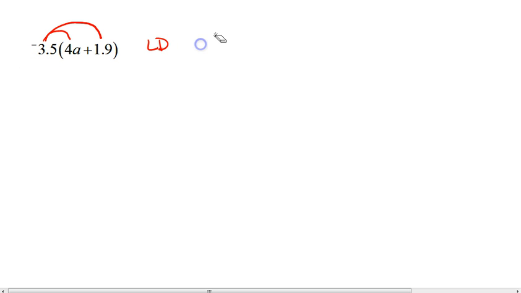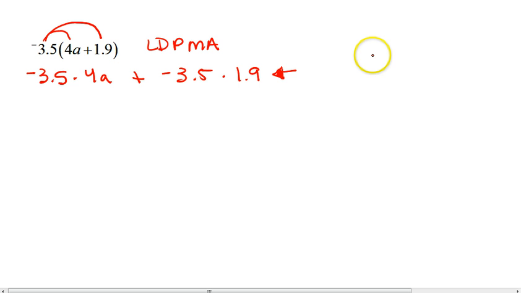Left distributive principle for multiplication across addition. So I'm going to have negative 3.5 times 4a plus negative 3.5 times 1.9. It's important to show this step when you're using decimals. Then you can do your work.